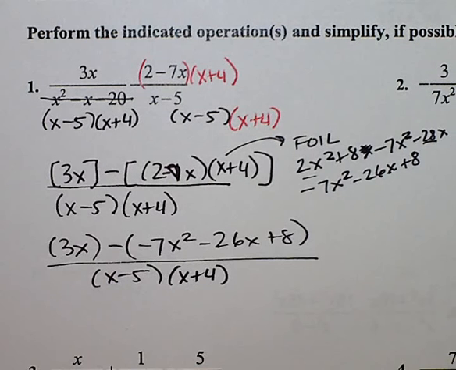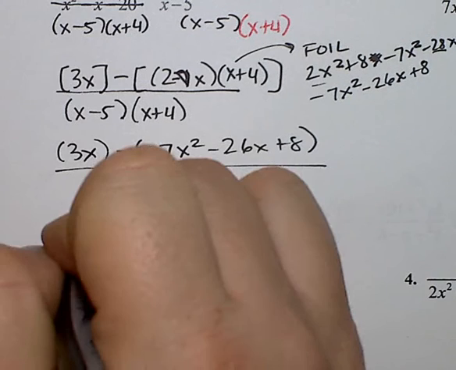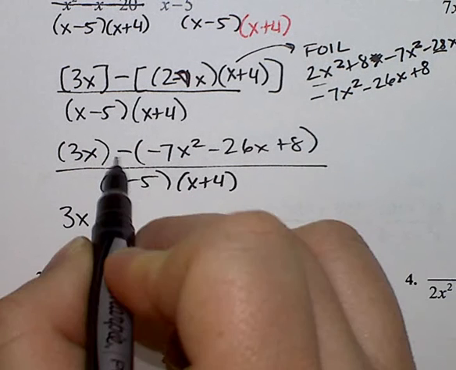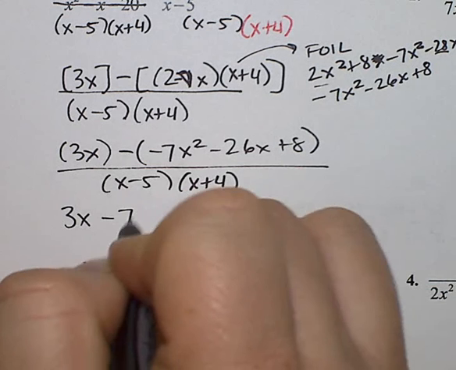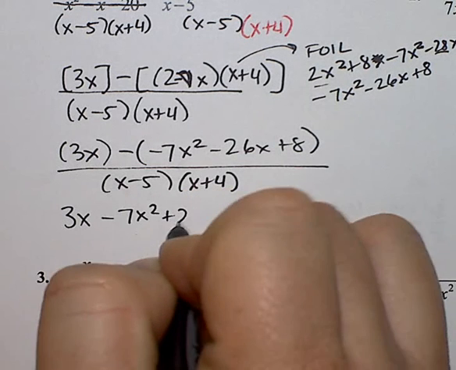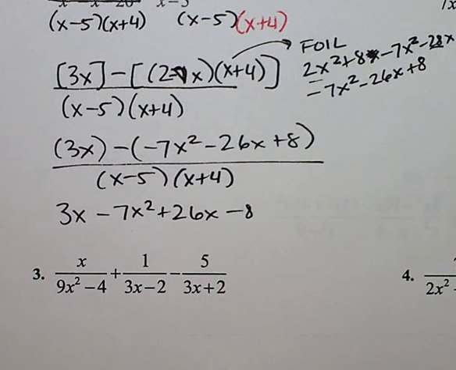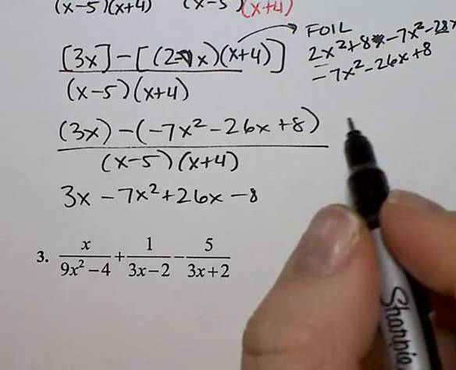Okay, then I'm going to distribute the negative sign. Hector, continue to watch in case you see a mistake, okay? When you distribute, everything behind this is going to change sign, so it becomes negative 7x squared, positive 26x, and negative 8. Then I'm going to write it in order.